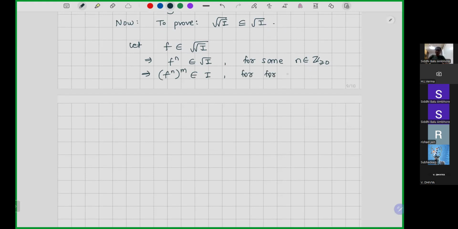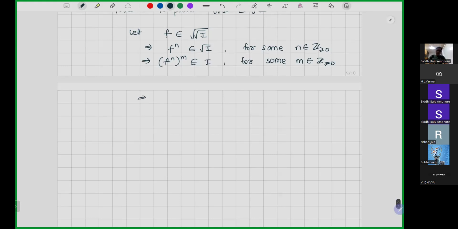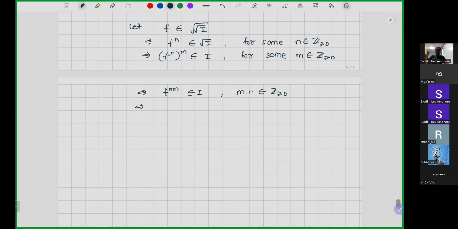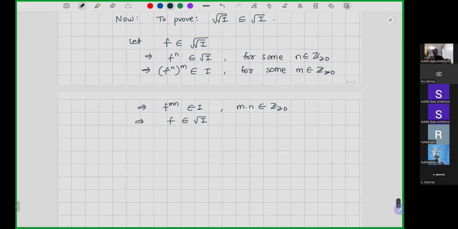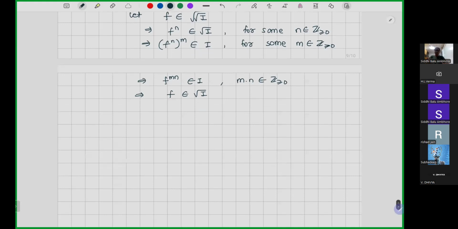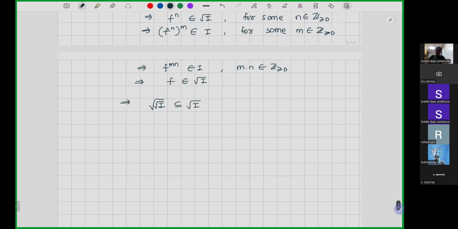And this is for some m in non-negative integers. So this implies that f power mn belongs to I, where this mn is a non-negative integer. So this implies that f belongs to the radical of I, and that's where we started. So f was in the radical of the radical of I, and we got that f is in the radical of I. So the radical of the radical of I is contained in the radical of I, and this gives me the equality.